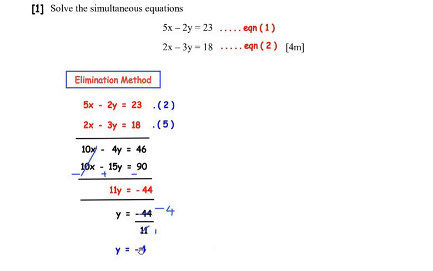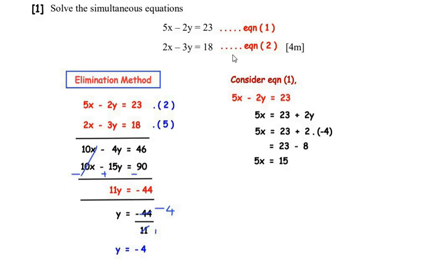Now once we have got the value of y, let us find out the value of x either by using equation 1 or by using equation 2. Now I am going to use the equation 1 over here. So consider equation 1, that is 5x minus 2y is equal to 23. Now here we have taken this negative 2y on the other side of equal to sign. So we get 5x is equal to 23. Now negative 2y moving on the other side becomes positive 2y.